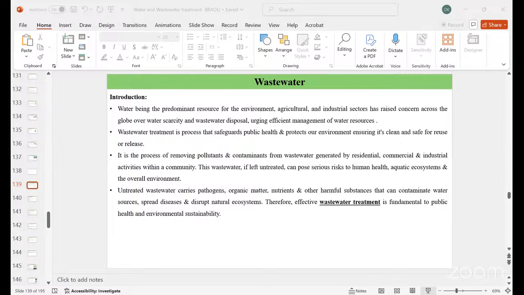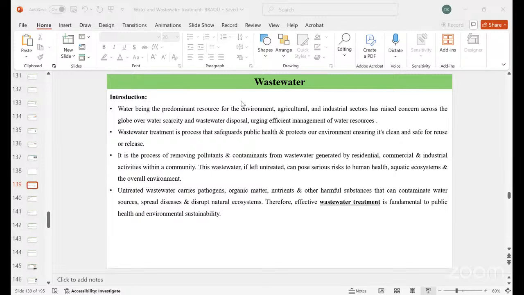Coming to sludge production, the growth of microorganisms during the treatment results in the production of biological sludge, which consists of microbial biomass and other particulate matter. Managing this sludge is a significant aspect of wastewater treatment.